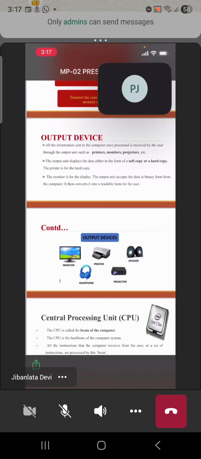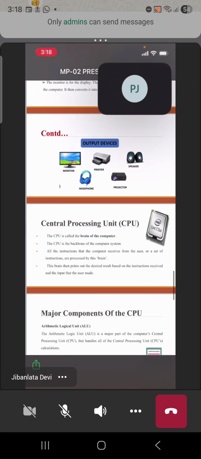The output unit accepts the data in binary form from the computer. It then converts it into a readable form for the user. Some of the output devices are monitor, printer, speaker, headphone, projector.